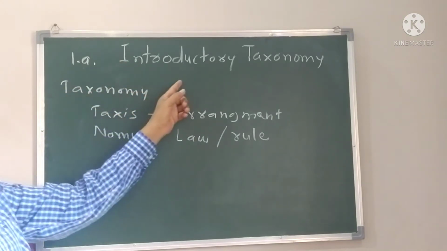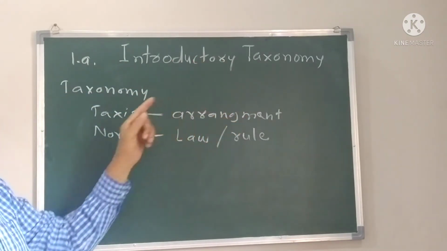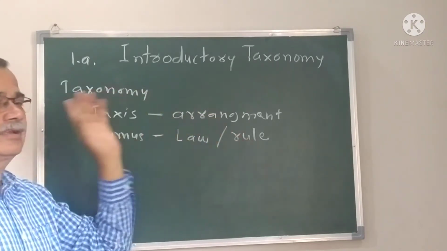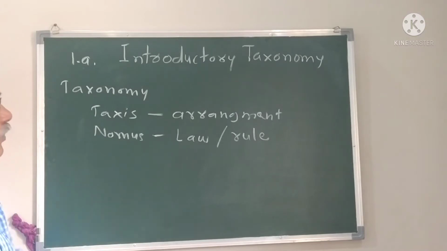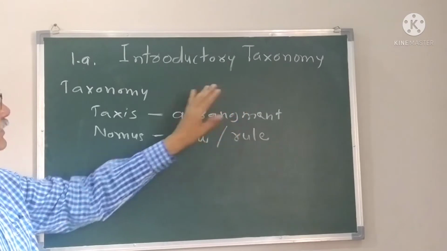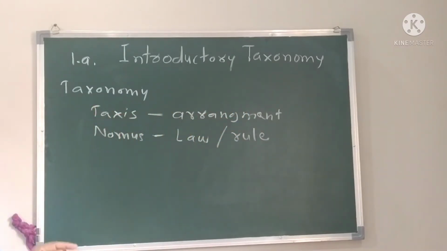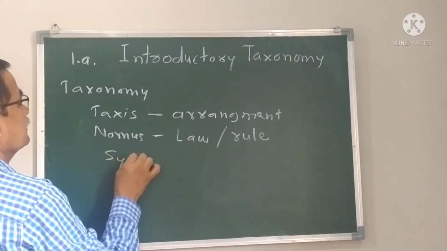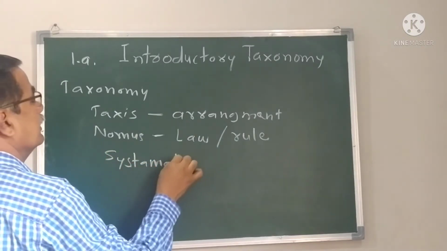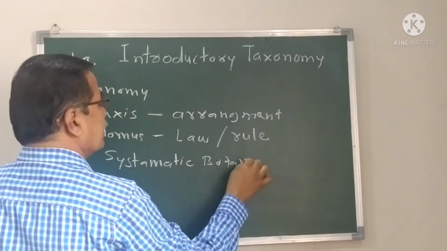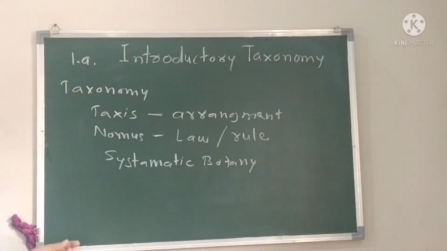Taxonomy means the flowering plants are arranged lawfully, or arranged by rules. The rules were made by the ICBN. The plants are categorized. Taxonomy is also known as systematic botany. The synonym of taxonomy is systematic botany.